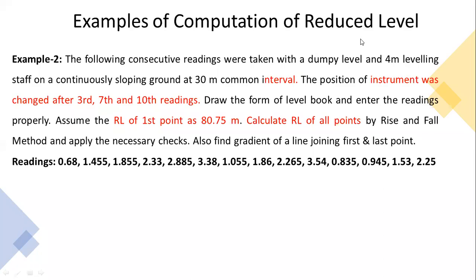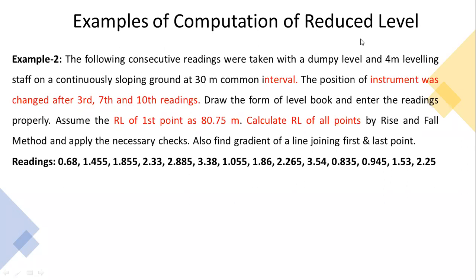Hello everyone. Now we discuss the second example. The example is a computation of reduced level, right? The data is the following: consecutive readings were taken with a dumpy level and 4-meter leveling staff on a continuous sloping ground at a 30-meter common interval, right? Here the 30-meter common interval is given, and the position of the instrument was changed after the third, 7th and 10th reading.